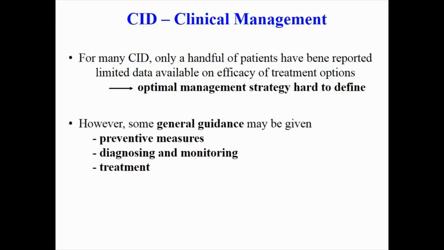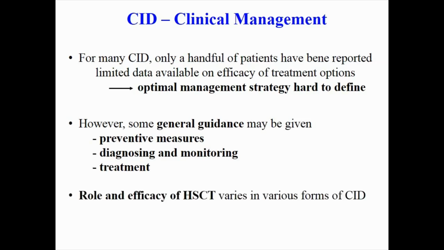But some general guidelines can be given, and so there are some preventive measures. There are some ways of doing proper diagnosis and monitoring, and obviously something about treatment. One important point is that in the vast majority of cases, these are truly disorders that eventually stem from the stem cells. They're genetic disorders. So in theory, you could use a transplant to cure them. But the results of transplant are very different in different disorders. So you cannot merge them together. You have to look specifically at what has been done in that specific disease and what exactly is the outcome.